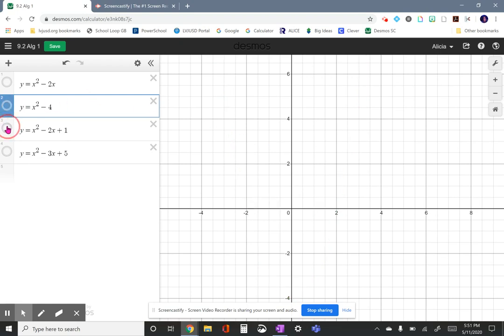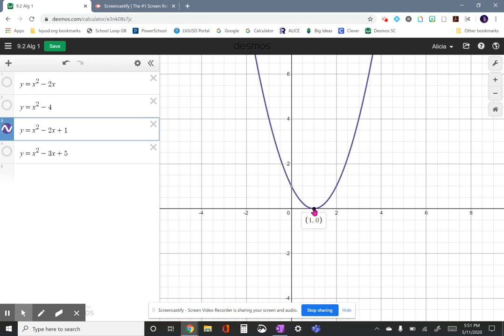The next one here, you can see on this problem that our parabola only touches the x-axis in one place, and so therefore when y is 0, the x value is 1. So this is an example where there is one solution for x.